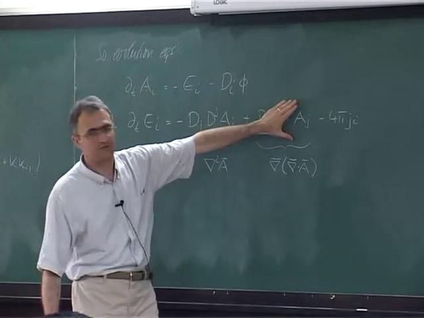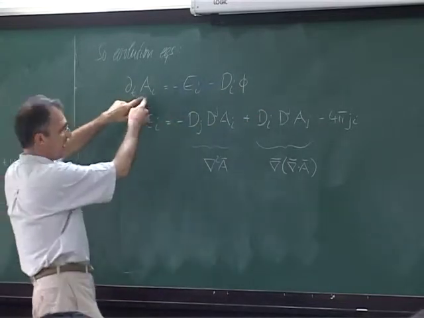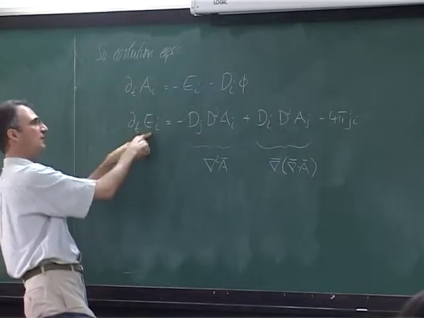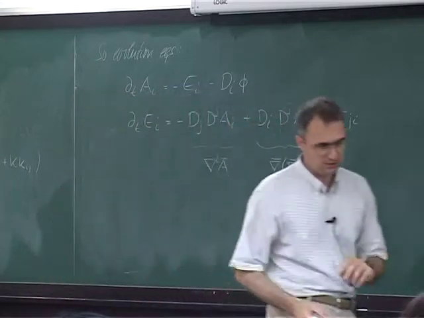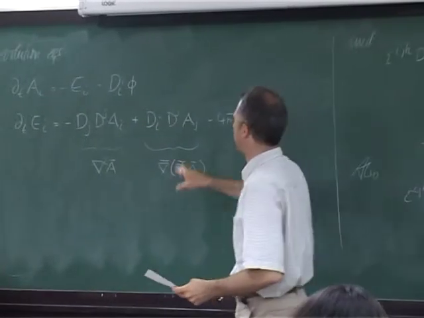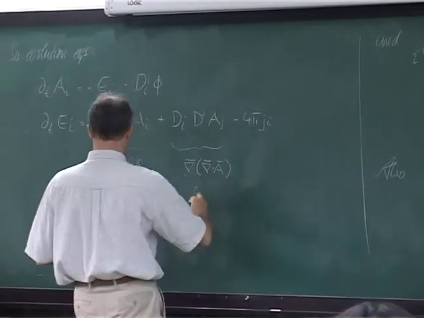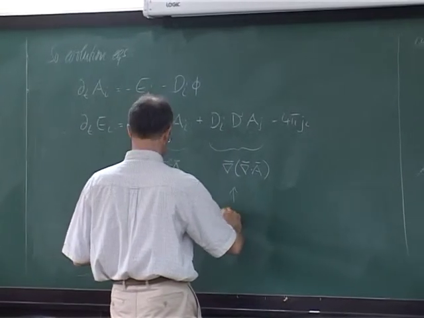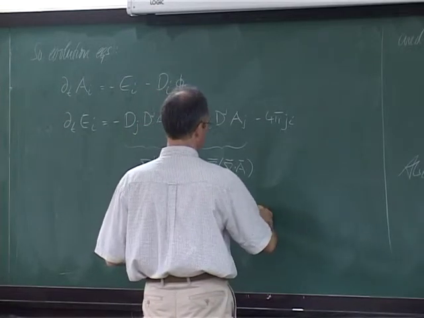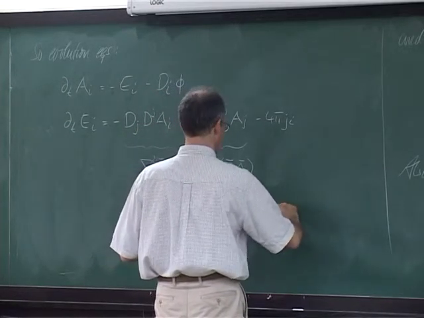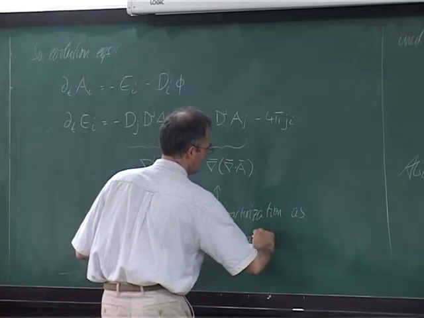If it were without this term, you would see this is exactly the same thing: for every component, the time derivative of the first variable is the second variable, and the time derivative of the second variable is the Laplace operator of the first variable. But now I have this extra term. It's this term that spoils the characterization of this equation as a simple wave equation.